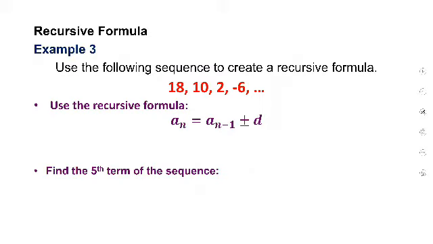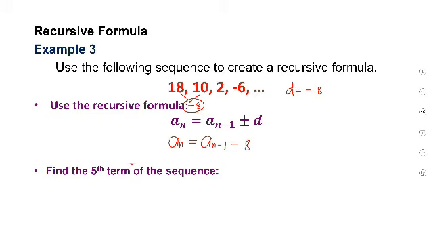For example number 3, use the following sequence to create a recursive formula, and then we will use the recursive formula of this sequence to find the 5th term of the sequence. We will look first for our common difference. We just subtract two consecutive numbers. 10 minus 18 gives us negative 8. So d is negative 8. Then we plug the value of d into our formula: a sub n is equal to a sub n minus 1. Since d is negative, we will write minus 8.